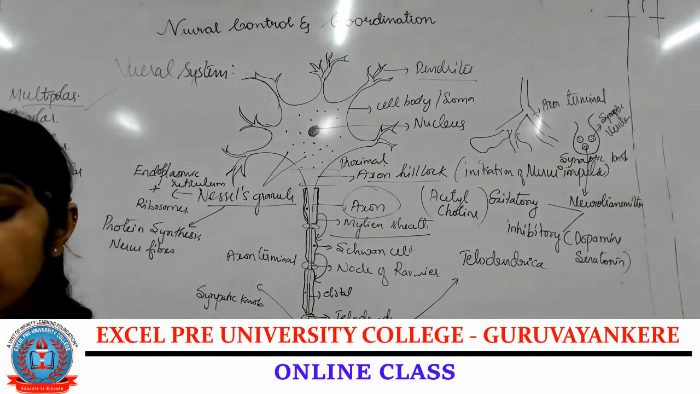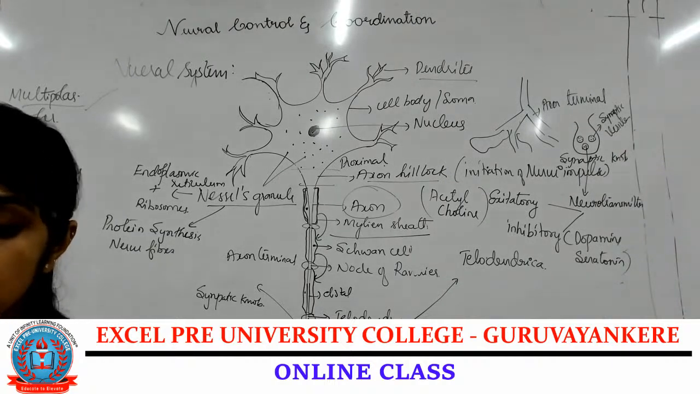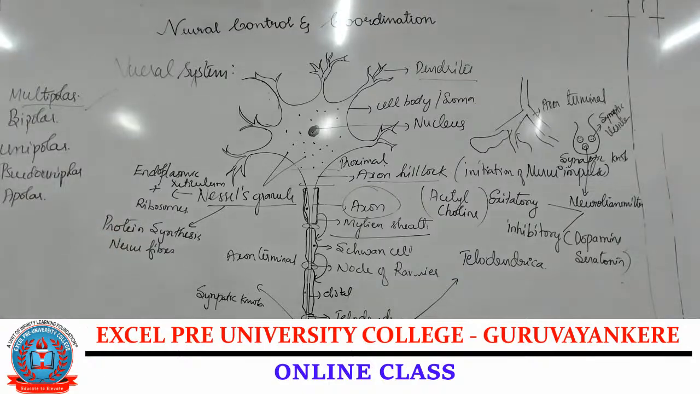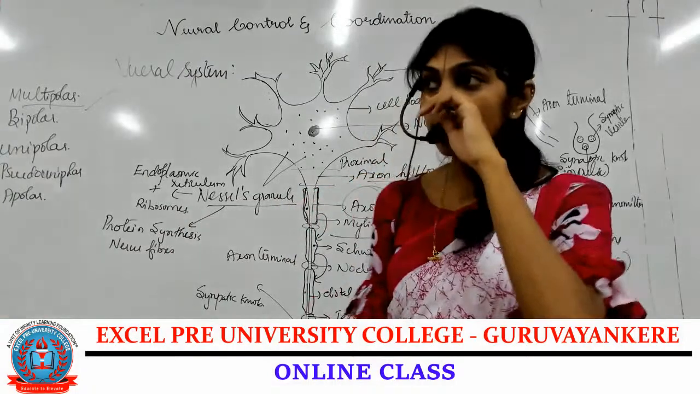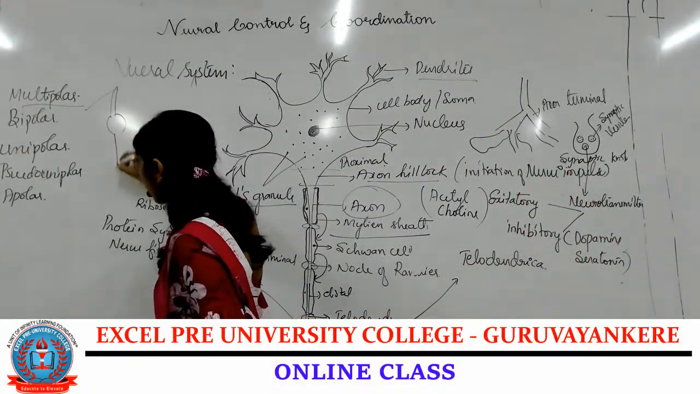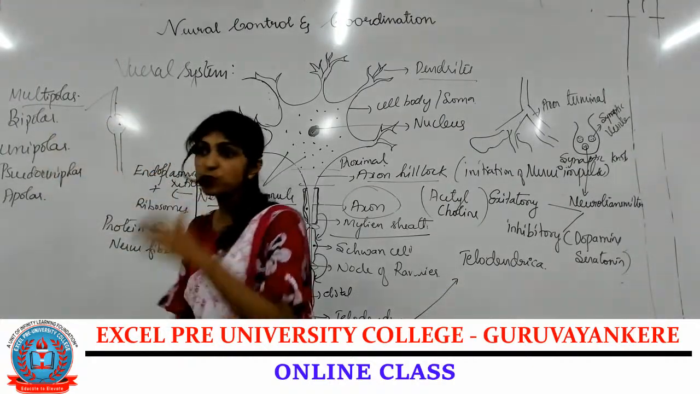Then we have bipolar. What are bipolar neurons? They are the neurons which consist of one dendrite and one axon. Okay, one dendrite and one axon, then we call it as bipolar. They will be having one dendrite, cell body and one axon.